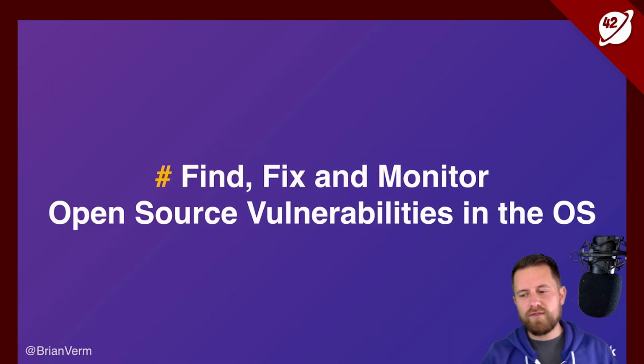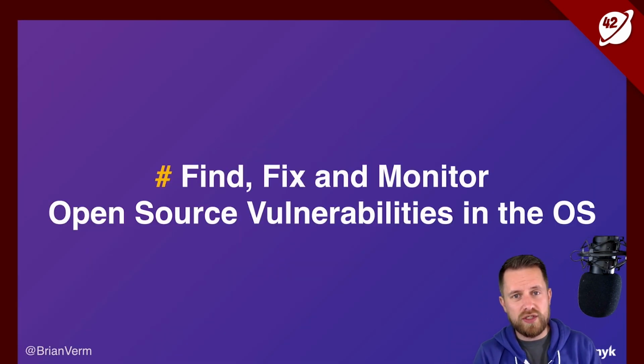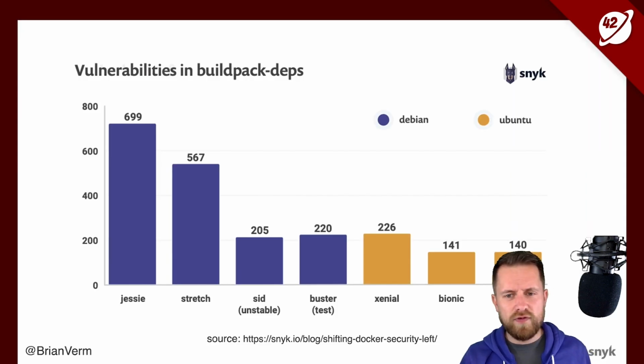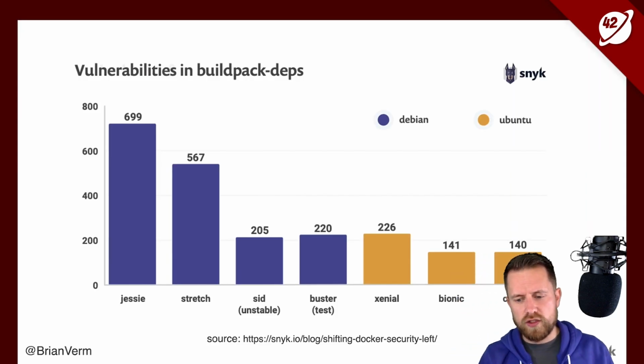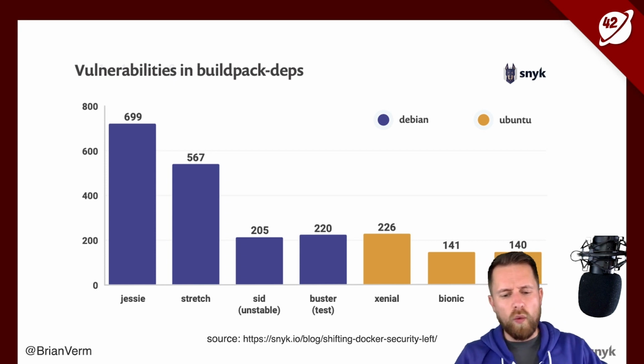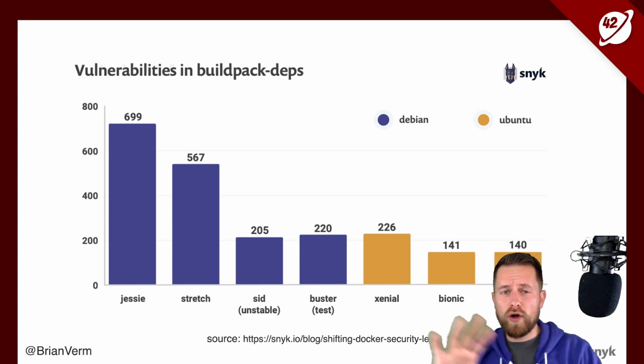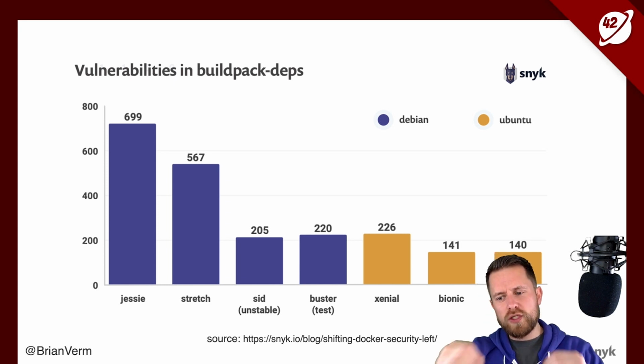Next one, finding, fixing, and monitoring open source vulnerabilities in your operating system. Because I told you things like operating systems already. We talked about that in the beginning of picking your base image. But even if you look at build packs like this, you see there is a large difference between where the build packs are used from. So this again is somewhat older research, but just to give you some numbers, it depends on if a build pack is built on Debian or on Ubuntu, for instance. But also it depends over time.